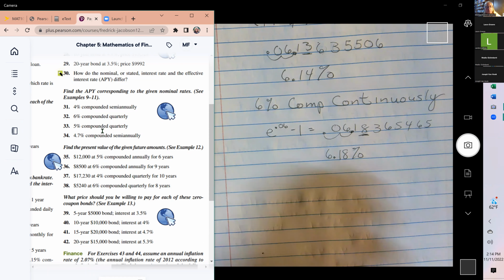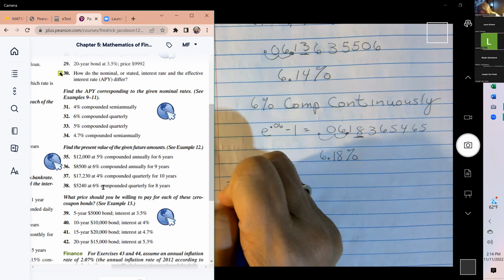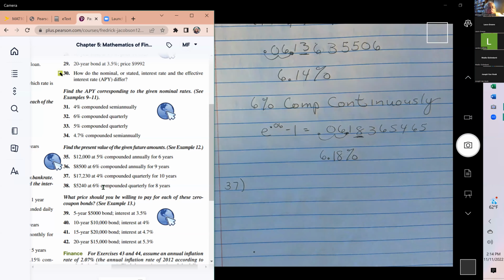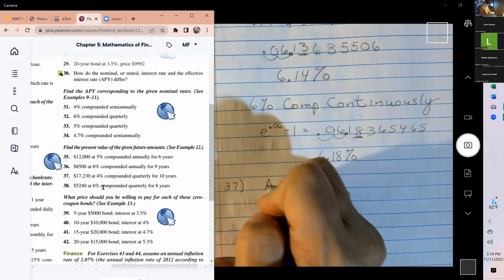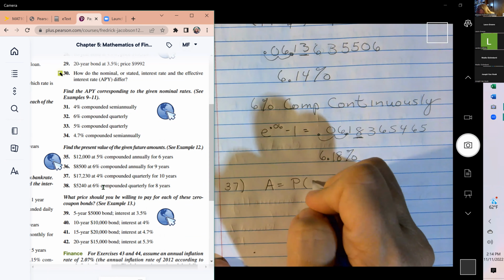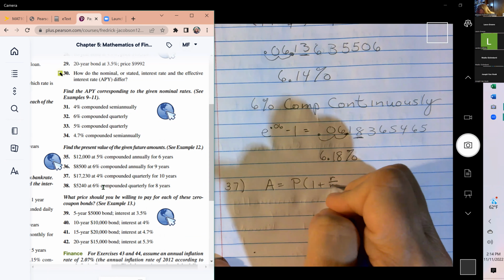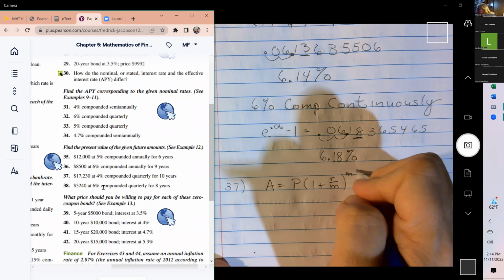Let's try number 37. Find the present value of the given future amounts. So remember, these are, let's see, 4% compounded quarterly. So it's a compounded amount. A equals P times 1 plus R over M to the MT.